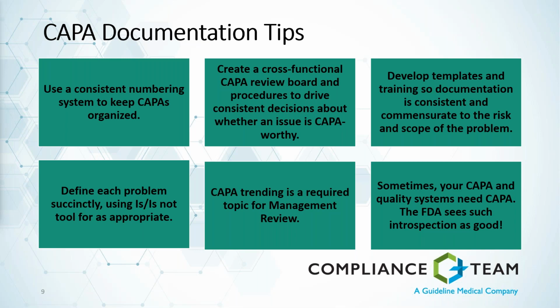So when we're talking about CAPA documentation, we had a lot of questions about how do we ensure that people are documenting things properly? I'm trying to get other people to document things well. There's a few CAPA documentation tips that we'll talk about here. First of all, you need to keep organized. You have to use a consistent documentation numbering system for your CAPAs. Now, if you have an electronic system, it will do that for you, and you'll be able to filter that for yourselves.